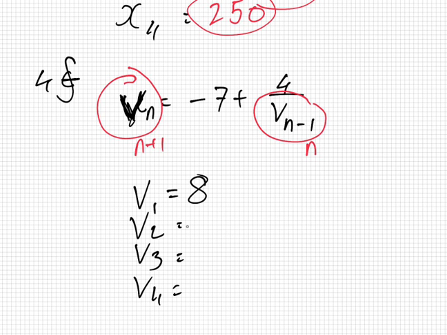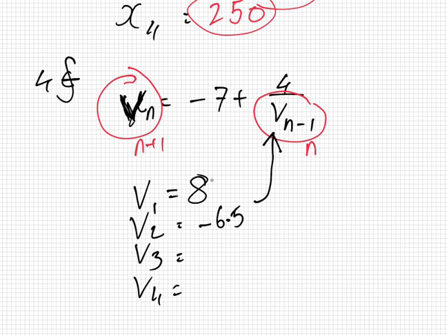So it would be minus 7 plus a half, plus 4 over 8. So that should be minus 6.5, is it? Yes? Yeah, minus 6.5, okay, good. And then you put minus 6.5 in this: minus 7 plus 4 over minus 6.5.